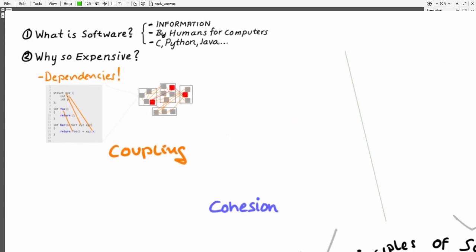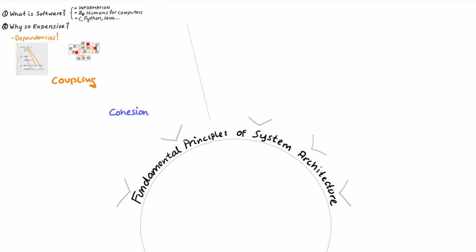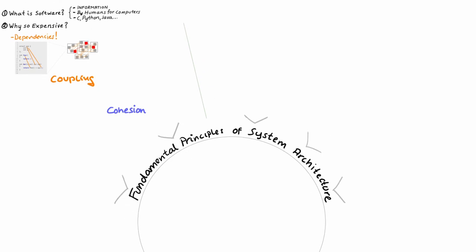Welcome back for the next part, where we will explore how coupling and cohesion reduces complexity and help us build better systems.